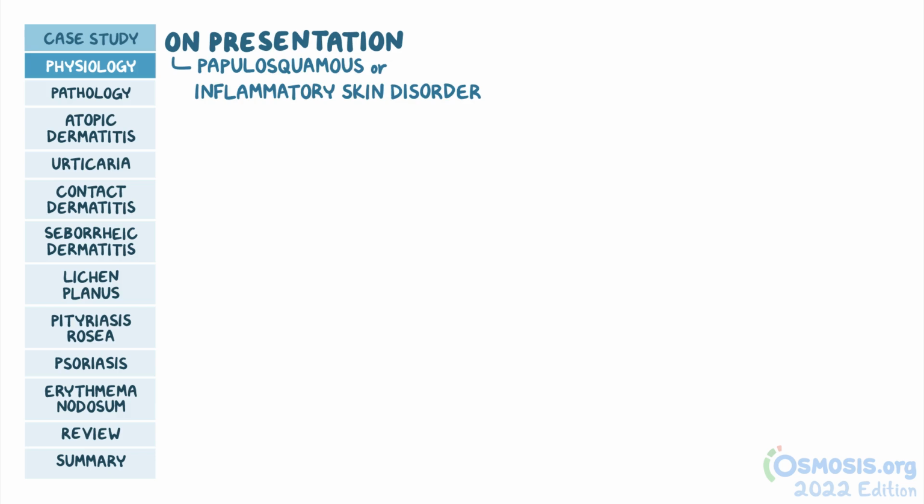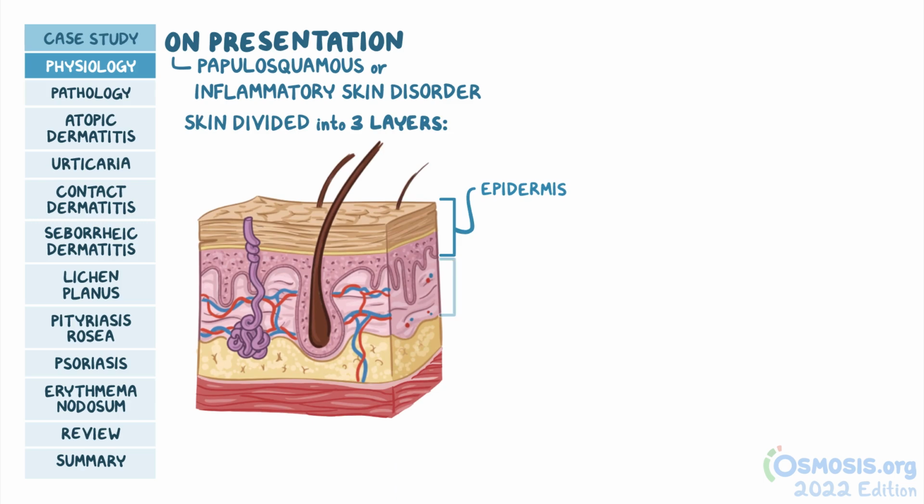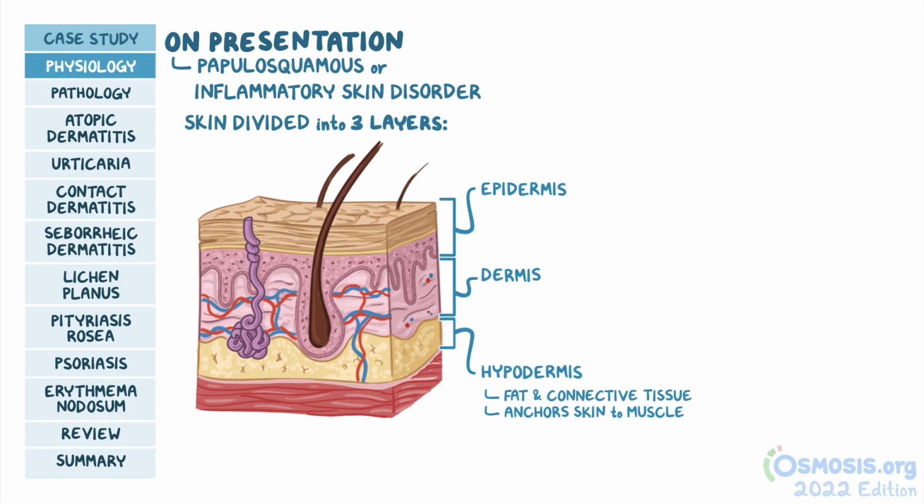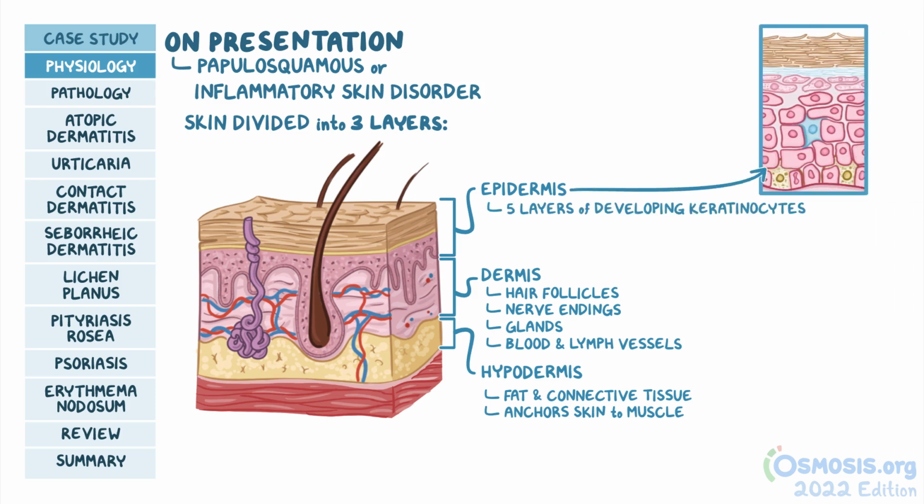Okay, first, let's talk about physiology real quick. Normally, the skin is divided into 3 main layers: the epidermis, dermis, and hypodermis. The hypodermis is made of fat and connective tissue that anchors the skin to the underlying muscle. Above the hypodermis is the dermis, containing hair follicles, nerve endings, glands, blood and lymph vessels. And above the dermis is the epidermis, which contains 5 layers of developing keratinocytes.